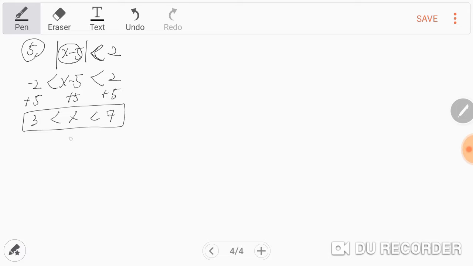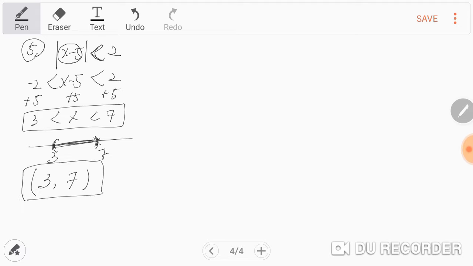If you want to graph it, then x is between positive 3 and 7. Use parentheses. There's no equal sign, so the endpoints are not included. Put parentheses. Interval notation is 3 to 7 and endpoints are not included, so use parentheses.